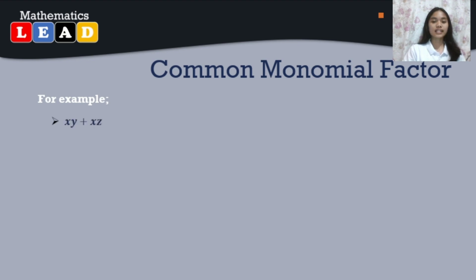The first one is xy plus xz, and this is the solution to get the common monomial factor of this equation. As we can see, each term has a variable x, so we will factor out the variable x as our common monomial, and the answer will be x times the quantity of y plus z. And if we multiply this out, we will get the original expression, which is xy plus xz.